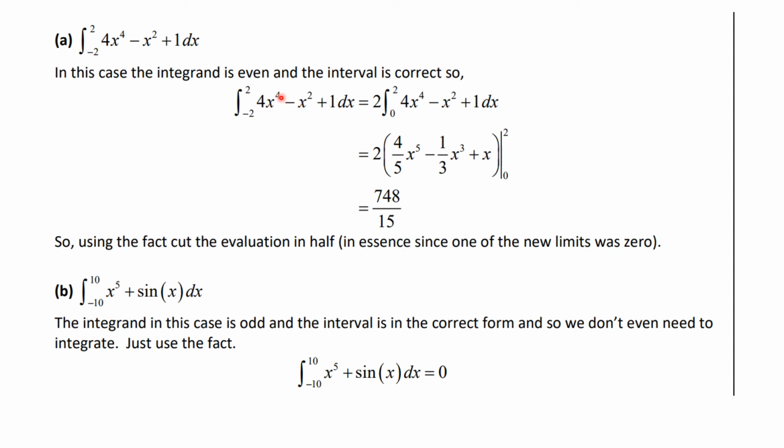because this is an even function. All the exponents are even numbers. Here the exponent is 0. So if you do the calculation, you can do it from 0. That's an easier calculation because when I put 0 in there, I just get 0. And you get one of my favorite numbers, 748 over 15. Here, this is an odd function, and sine is an odd function, so the answer is simply 0.